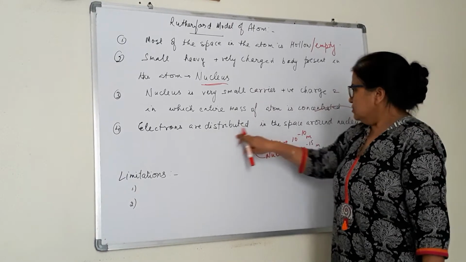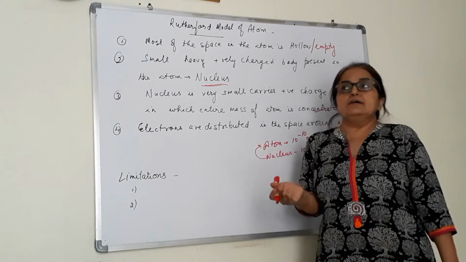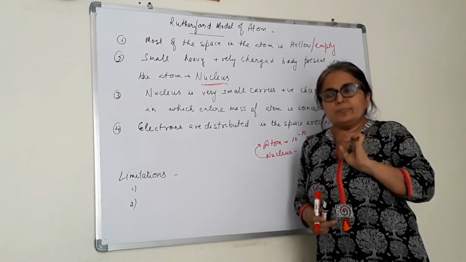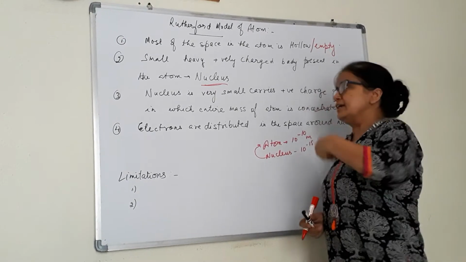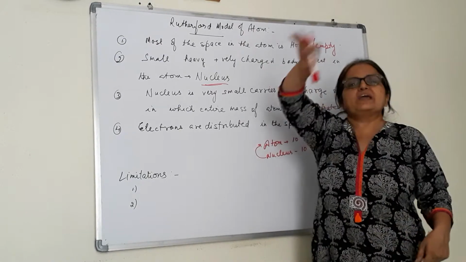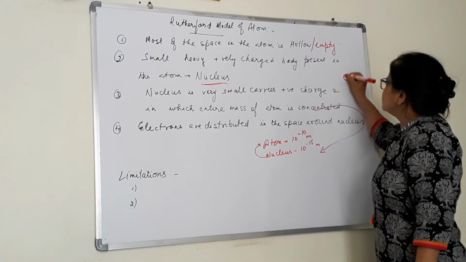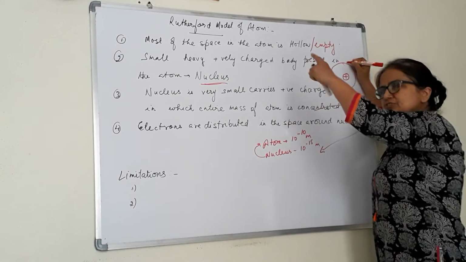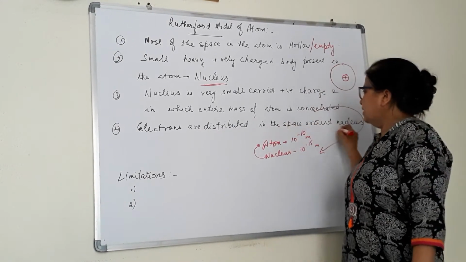Next, electrons are distributed in the space around. He said this because the atom is stable according to Rutherford. So where are the electrons when the positive thing is there in the center? He said the electrons are distributed in the space around. Actually, he proposed the structure like this. This was the nucleus, and he said the electron is present. In most of the books you will find this is given: electron is distributed in the space around.